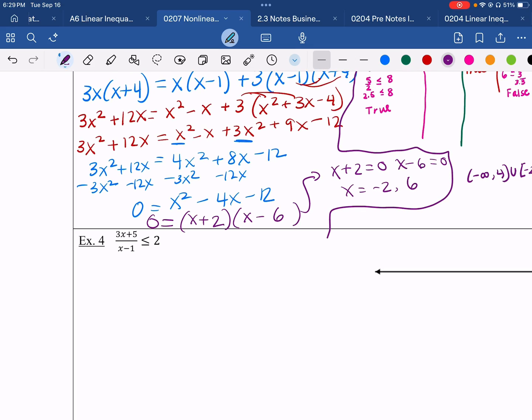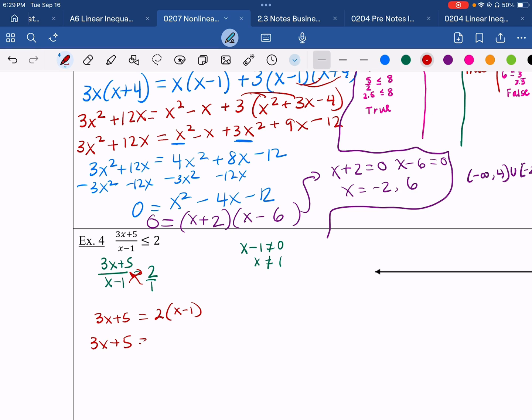Example 4. 3x plus 5 over x minus 1 equals 2. So x minus 1 can't be 0, so x can't be 1. So right now we have 1 as one of our things. This is easy enough because I can write this as a fraction and just cross multiply. So I get 3x plus 5 times 1, which is just 3x plus 5. And then I have 2, remember parentheses, x minus 1.